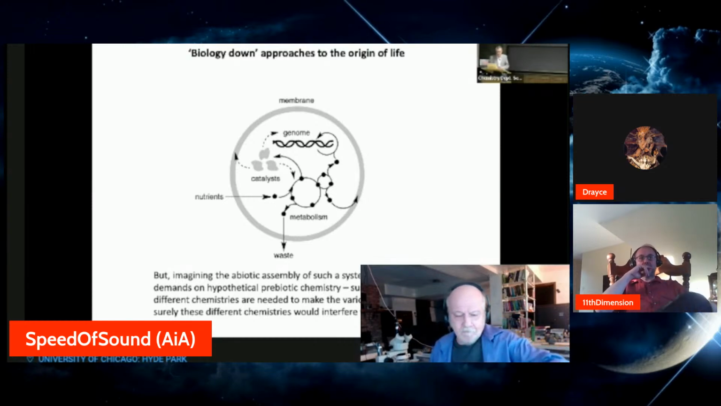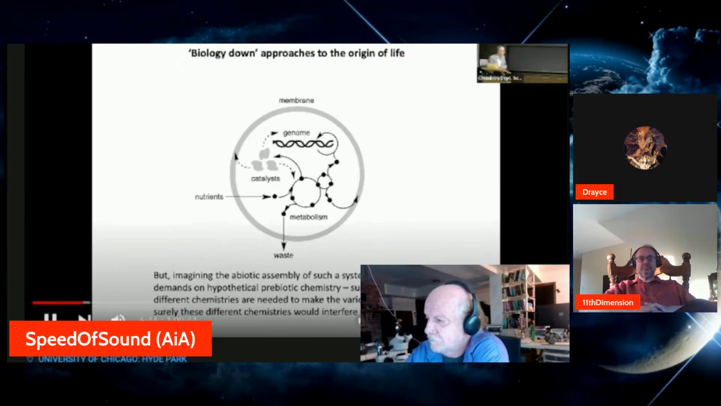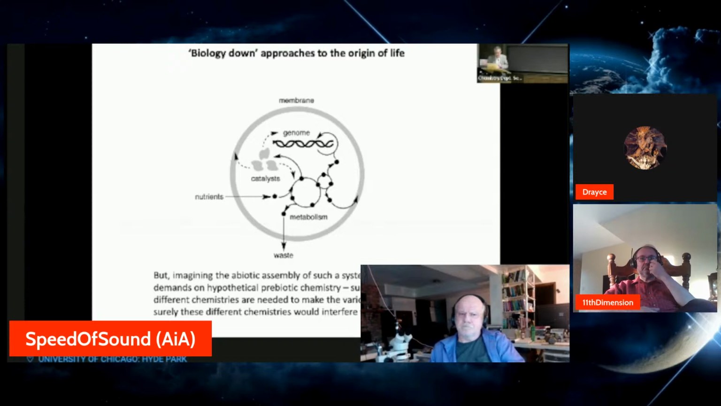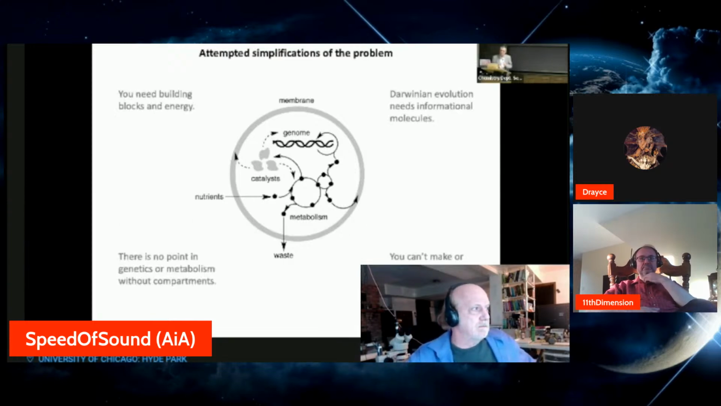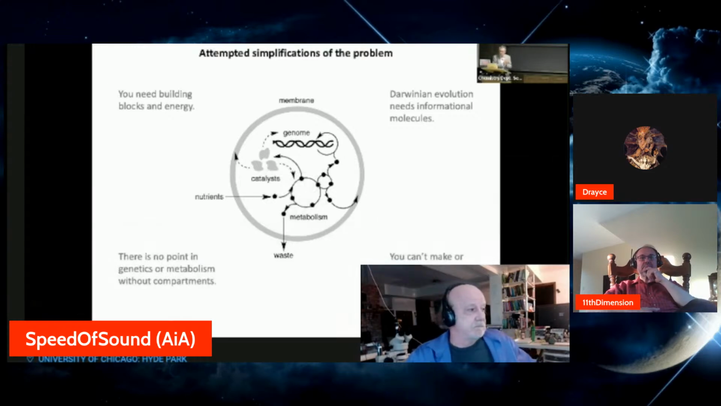Now, imagining how you could get all of that together at the very outset is very difficult. Pretty much everyone has agreed in the past that this puts such demands on hypothetical prebiotic chemistry. Surely you're going to need different chemistries to make the various different bits: different chemistry to make amino acids, nucleotides and lipids. And surely those different chemistries are going to interfere with each other. These are assumptions, right? So people have all agreed that it looks too complicated to start the whole shooting match in one go. They've said, let's start with one subcomponent, one aspect of the system, and imagine that could then give rise to the others later in time.